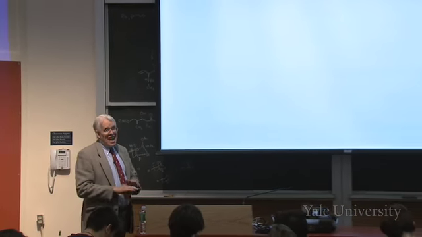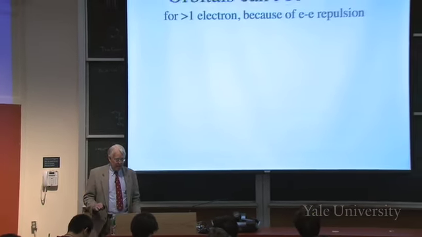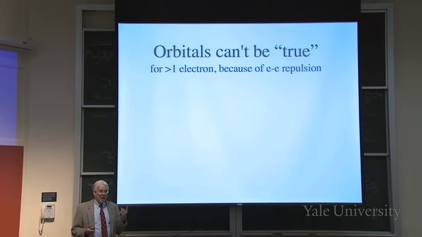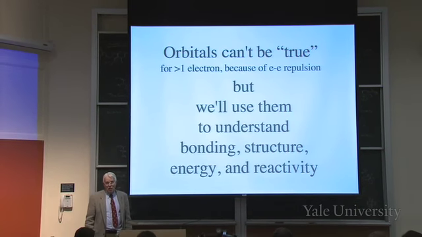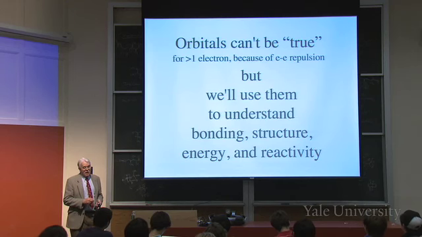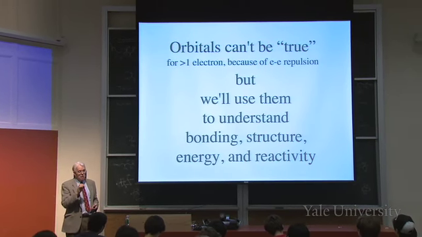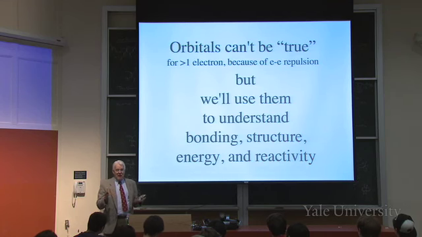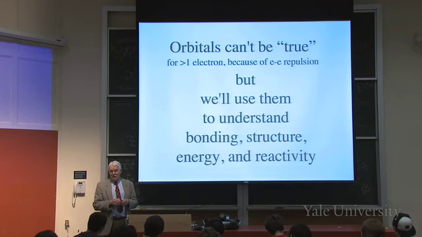Okay, so orbitals can't be true, that's clear, because electrons influence one another. They repel one another. If you have just one electron, fine, but with more electrons, orbitals can't be true. Still, we'll use them to understand bonding and structure and energy and reactivity. And we know we won't get precise values. We'll be off by 1 to 10 kilocalories per mole, but we'll get insight that's very useful.